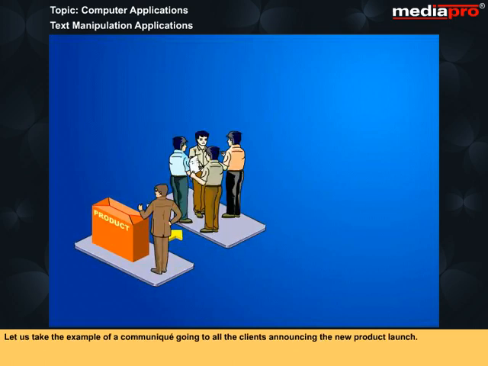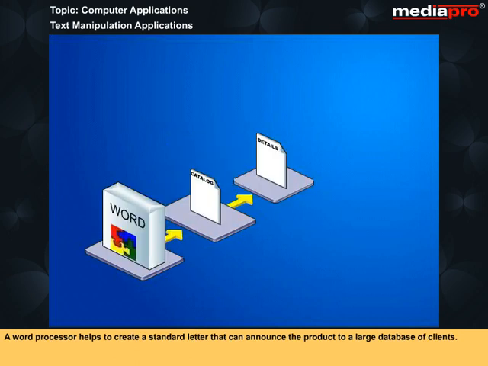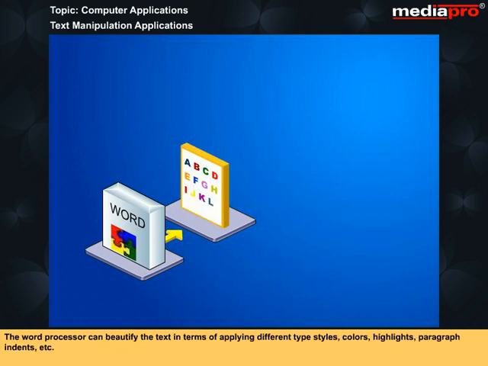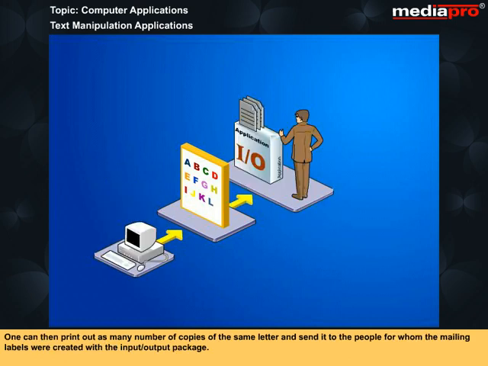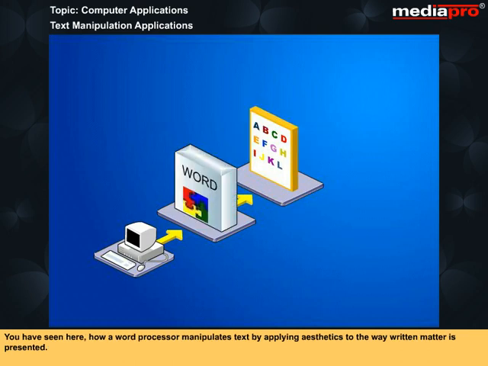Let us take the example of a communique going to all the clients announcing the new product launch. A word processor helps to create a standard letter that can announce the product to a large database of clients. The word processor can beautify the text in terms of applying different types of styles, colors, highlights, paragraph indents, etc. One can then print out as many copies of the same letter and send it to the people for whom the mailing labels were created with the input-output package. You have seen here how a word processor manipulates text by applying aesthetics to the way written matter is presented.